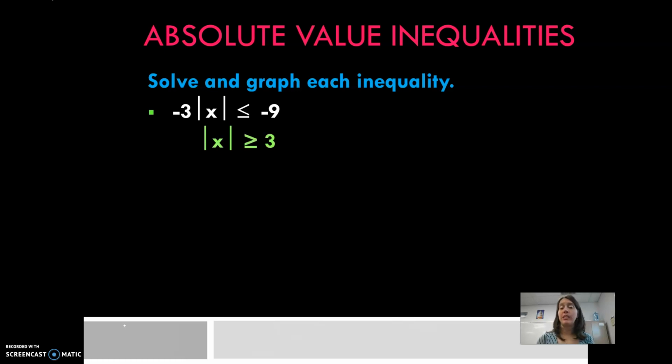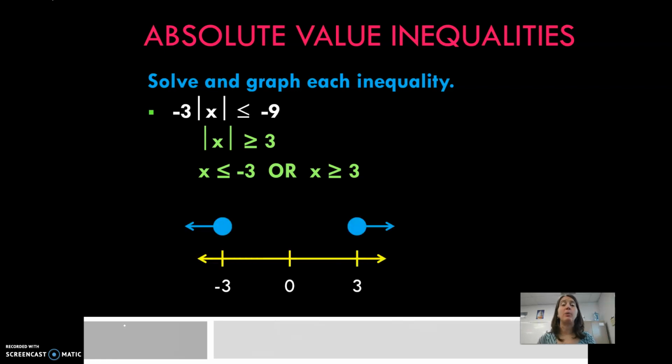So now my question is actually going to say the absolute value of x is greater than or equal to positive 3. Negative 9 divided by negative 3 is positive 3, and I reversed our inequality sign because I divided by a negative number. Now that my absolute value is by itself, I can write the final answer. The x is less than or equal to negative 3, going to the left of the negatives, or my x is greater than or equal to positive 3, going to the right for our positives. And again, there's what your picture would look like.